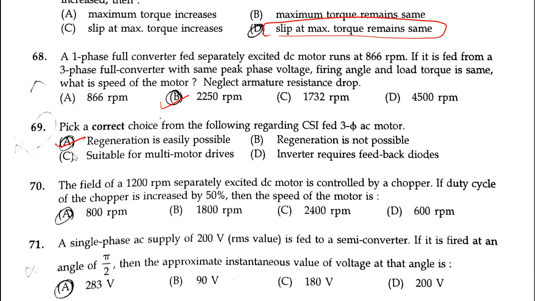Next one: the field of a 1200 RPM separately excited DC motor is controlled by a chopper. If the duty cycle of the chopper is increased by 50%, then the speed of the motor will be what? It's increased by 50%, meaning it is already 100% and you add another 50%. The basic formula is E2 by E1 is equal to N2 by N1. We need to find the N2 value. N2 will be equal to the base speed of 1200 RPM into 1.5, since E2 is a 50% increase, divided by E1, which is 1. So 1200 into 1.5 gives the answer as 1800 RPM.